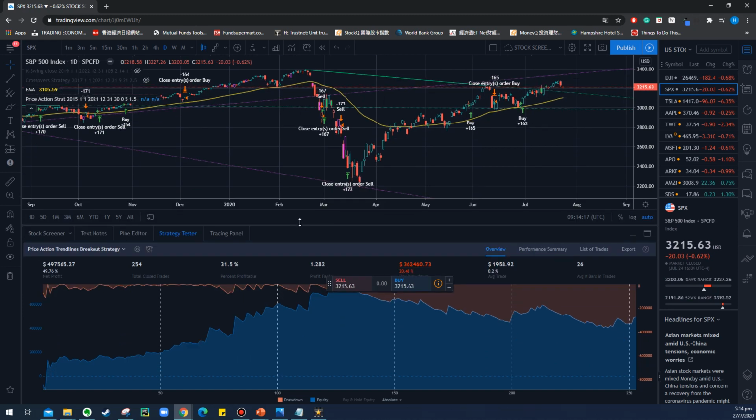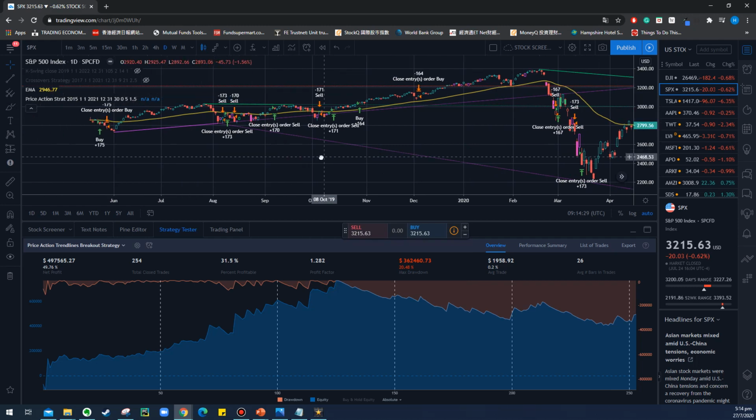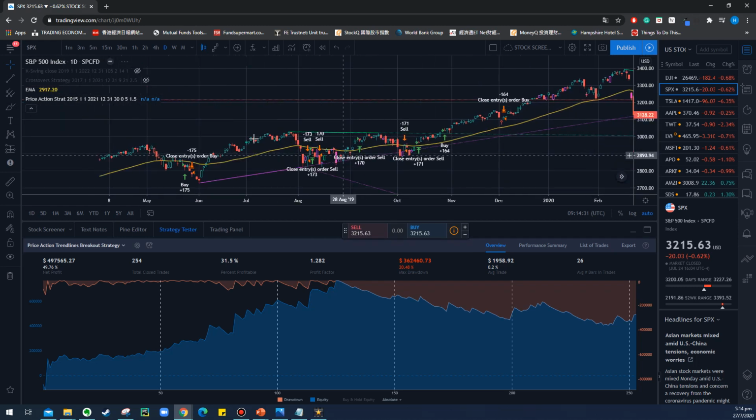However, the disadvantage of this strategy is the win rate is lower than average and the drawdown is high. Traders should trade the price action strategy with caution. Carefully selecting the right asset, time frame, and parameters for your strategy is critical for your success in trading this strategy.